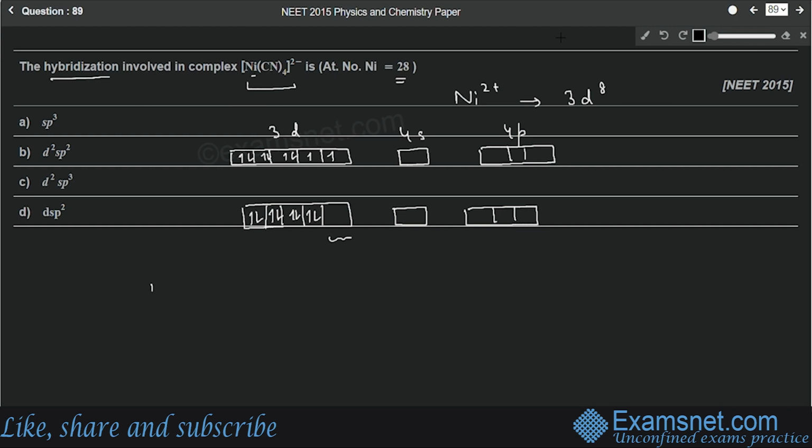So here we can see the compound is [Ni(CN)4]2-. 4 cyanides are there. That means 4 binding sites or 4 orbitals should be there. So one 3d orbital is empty, then one 4s orbital is empty, and 2 more orbitals are required. So these will be taken from 4p. So d, then s, then p2. So it will be dsp2. That means option D will be the correct answer.